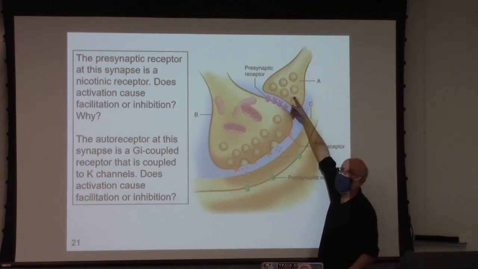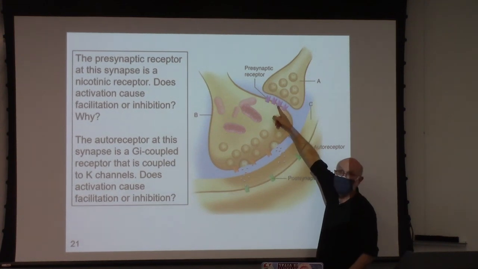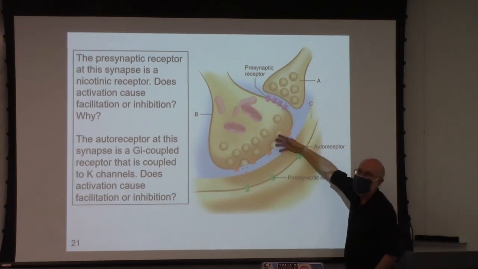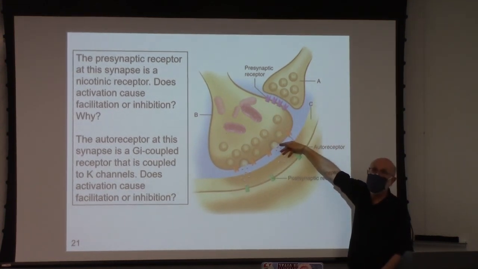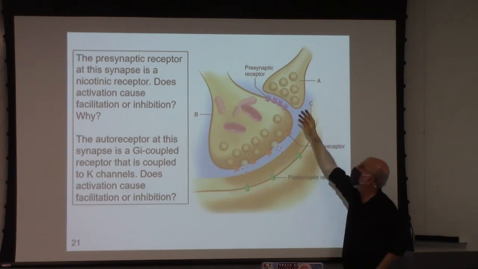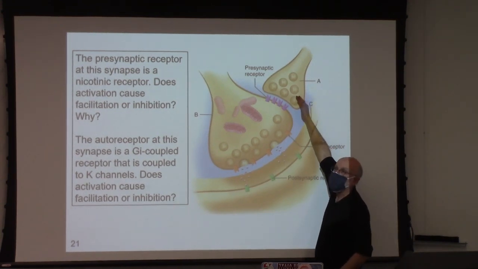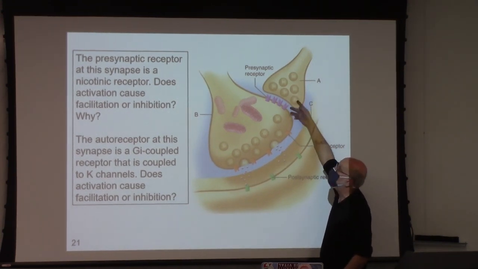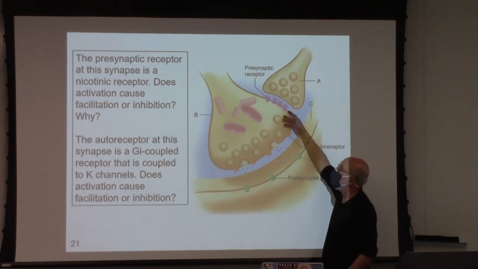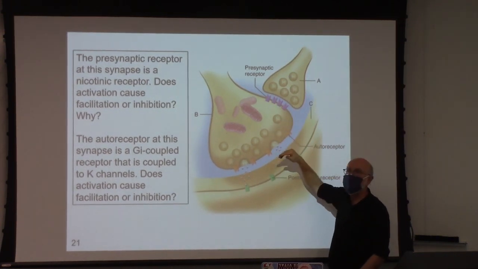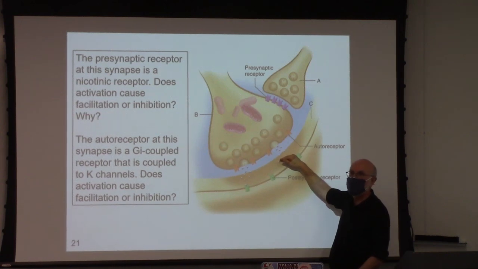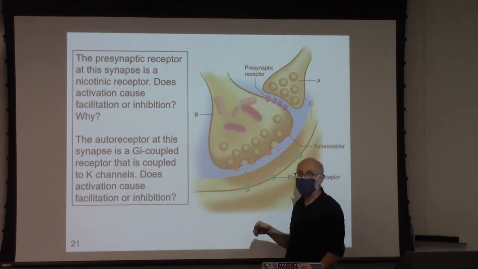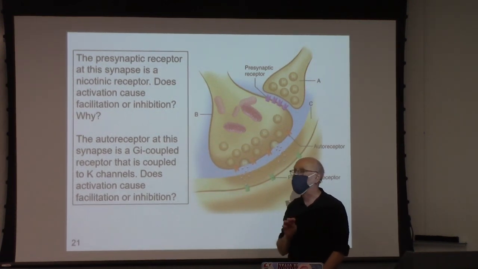So this is acetylcholine, nicotinic receptors, some other neurotransmitter, doesn't matter. Could be GABA, could be glutamate, could be whatever. If this neuron fires action potentials and releases its neurotransmitter, acetylcholine, is that going to inhibit or facilitate the release of neurotransmitter here? And also, let's just do these two, I'm going to set up the questions.